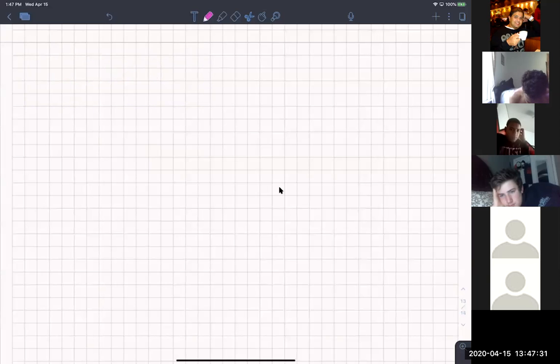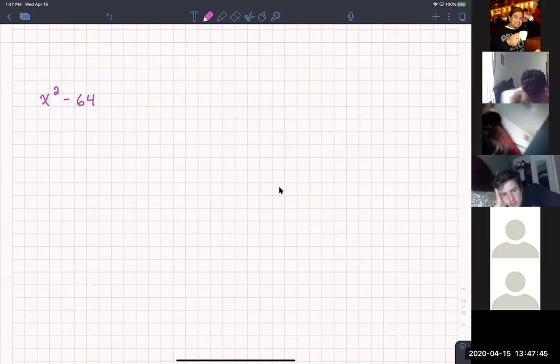Now, let's talk about an equation like this. What is that? Can anyone tell me? I'm waiting for somebody to chime in. That is x squared minus 64. Yeah, I know it's x squared minus 64, but what type of special case is this? How do we factor something like this?